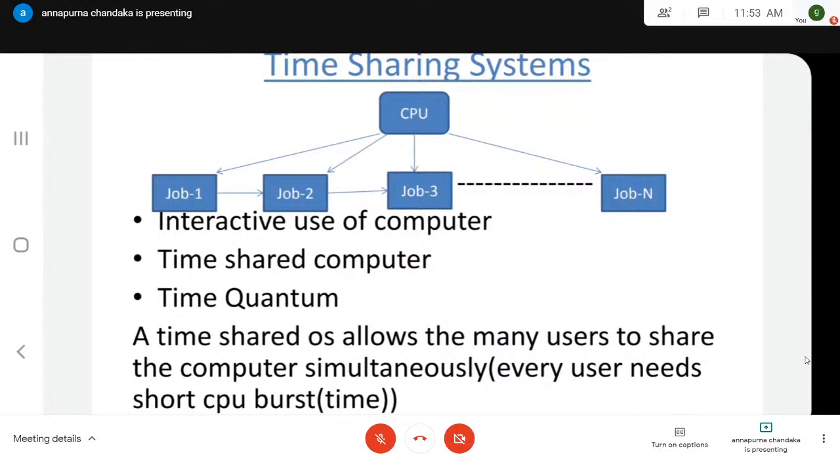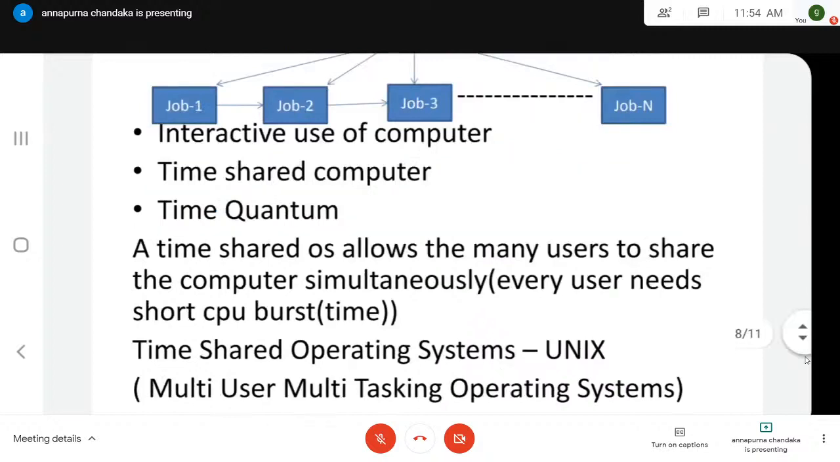That is a short CPU burst time. Each user thinks that they have their own CPU, but a single CPU is shared by all the users at the same time. So this kind of operating system is called a time shared operating system, which was first introduced in the Unix operating system.